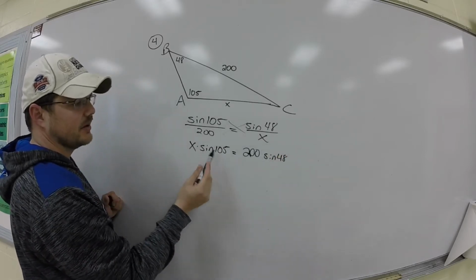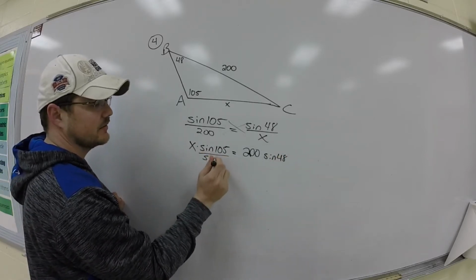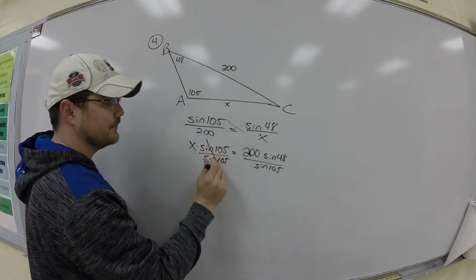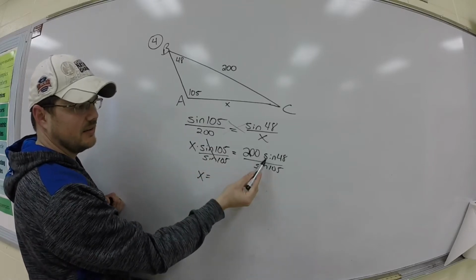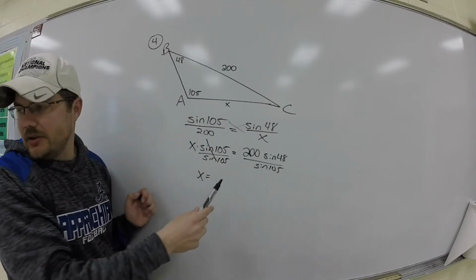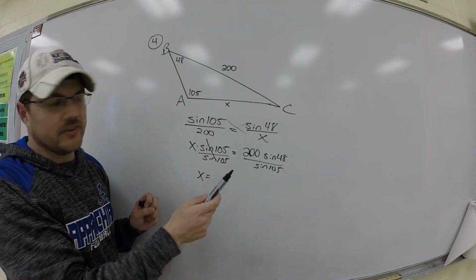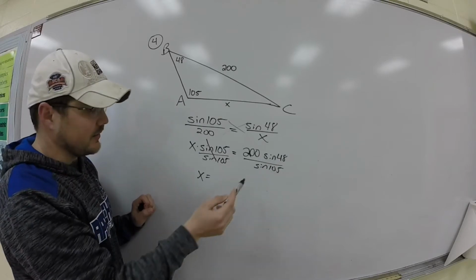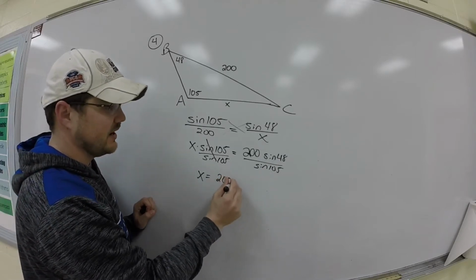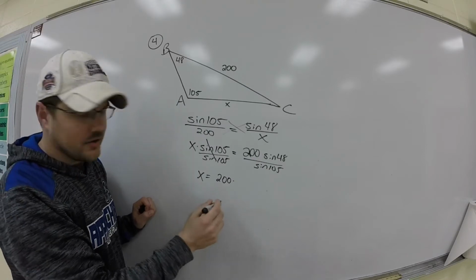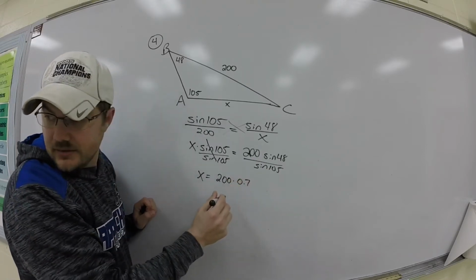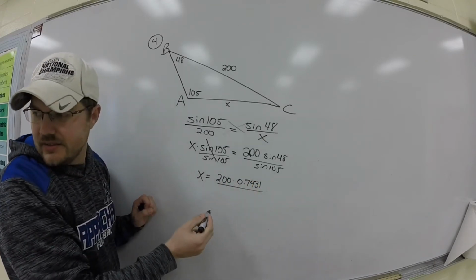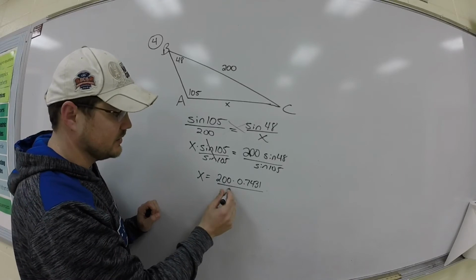And then to get x by itself, let's divide by sine 105 on both sides. They cancel. So x equals this, and notice that they give you the values for sine 48 and sine 105, so I'm going to plug in the decimals that they give us. So that'll be 200 times sine 48, which is 0.7431, divided by sine 105, which is 0.9659.